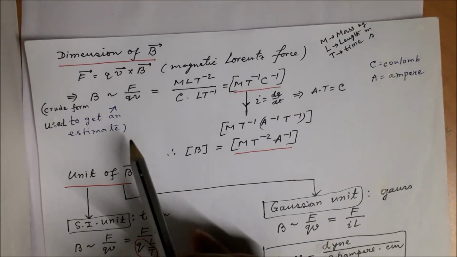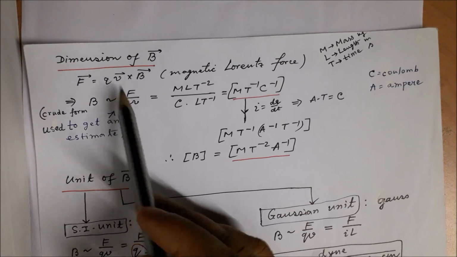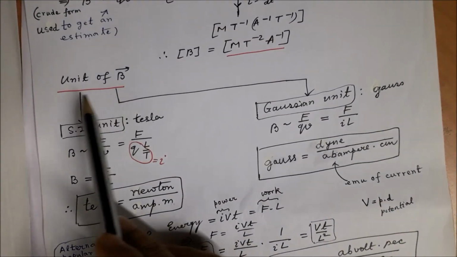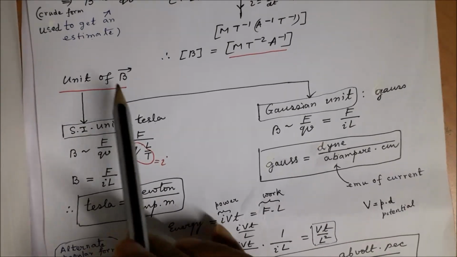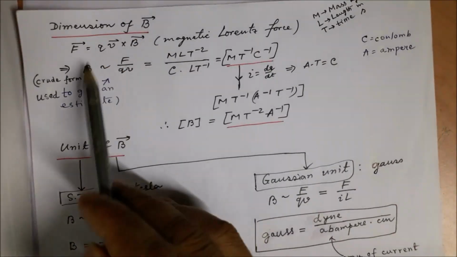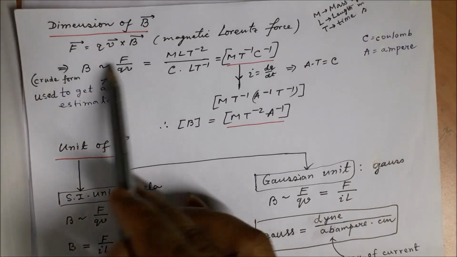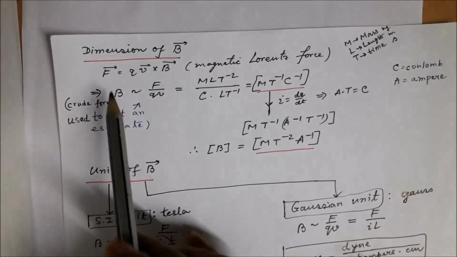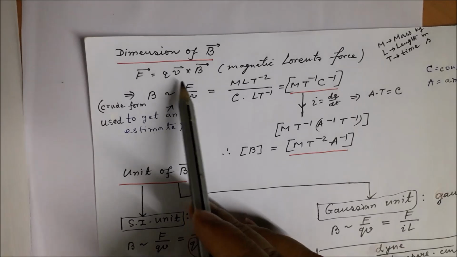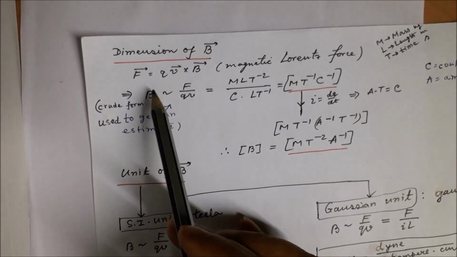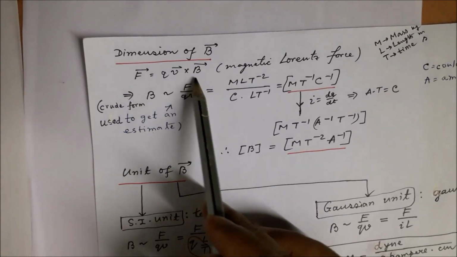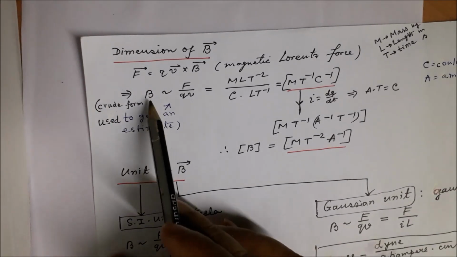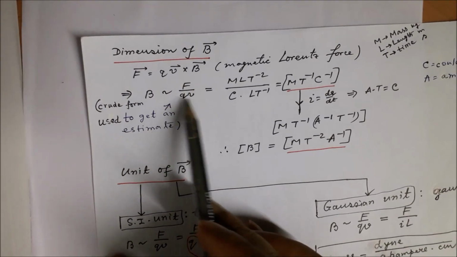Let us now discuss a bit about the dimension of B, and then we will discuss the unit of B. Let us recall the magnetic Lorentz force equation, which is vector F equal to q into v cross B, from which we can write B is of the order of F by qv.